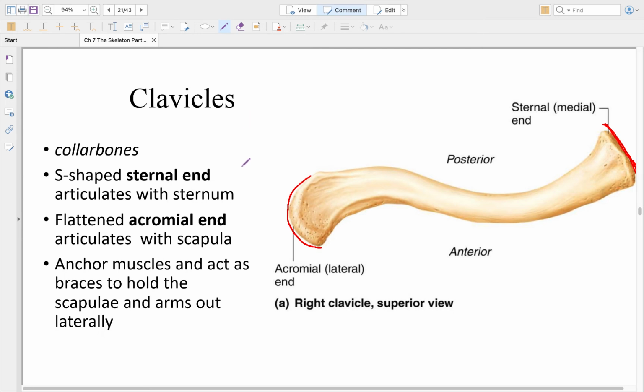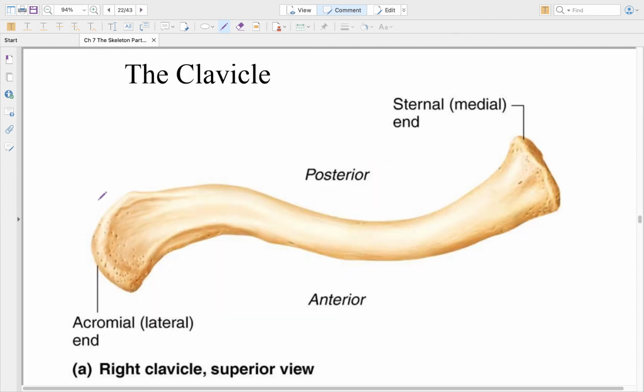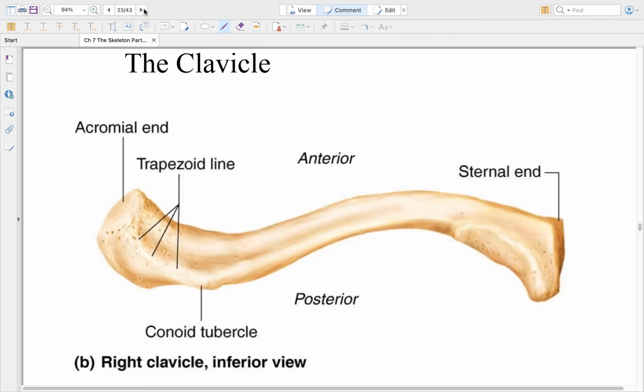Okay, now muscles are going to be involved that help hold everything together that we don't see here in this lecture, but we'll see in upcoming muscle lectures. This is a closer look at the clavicle. This is the superior view. This is the inferior view. So if we look at the other side, we'll see quite a bit. We can see the acromial end.